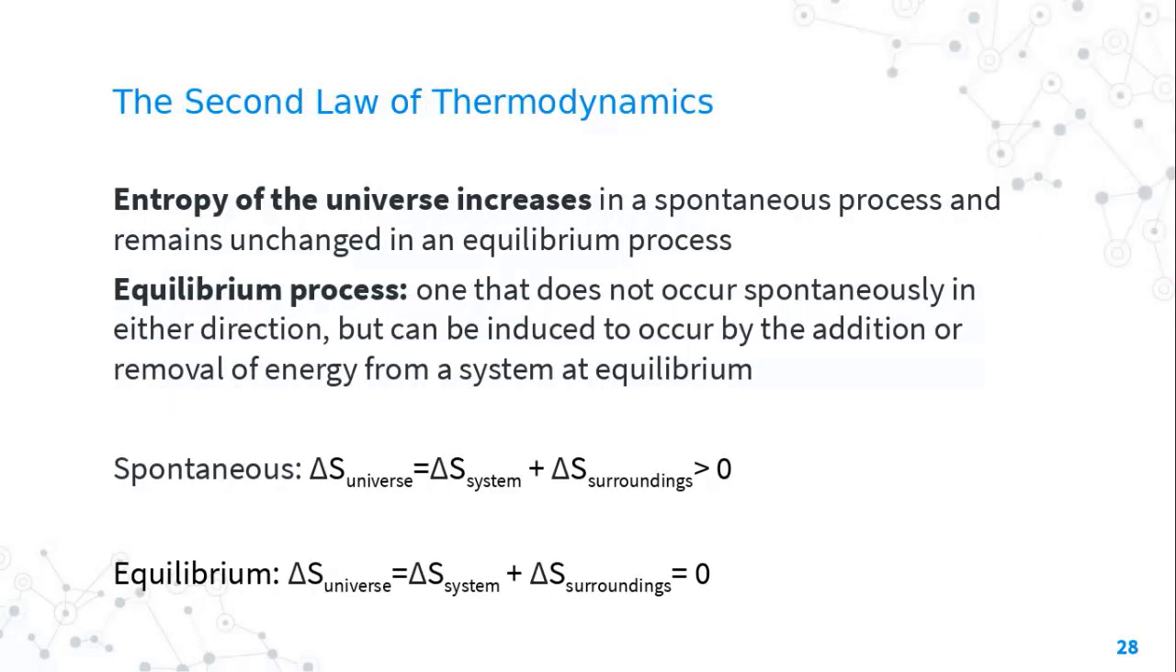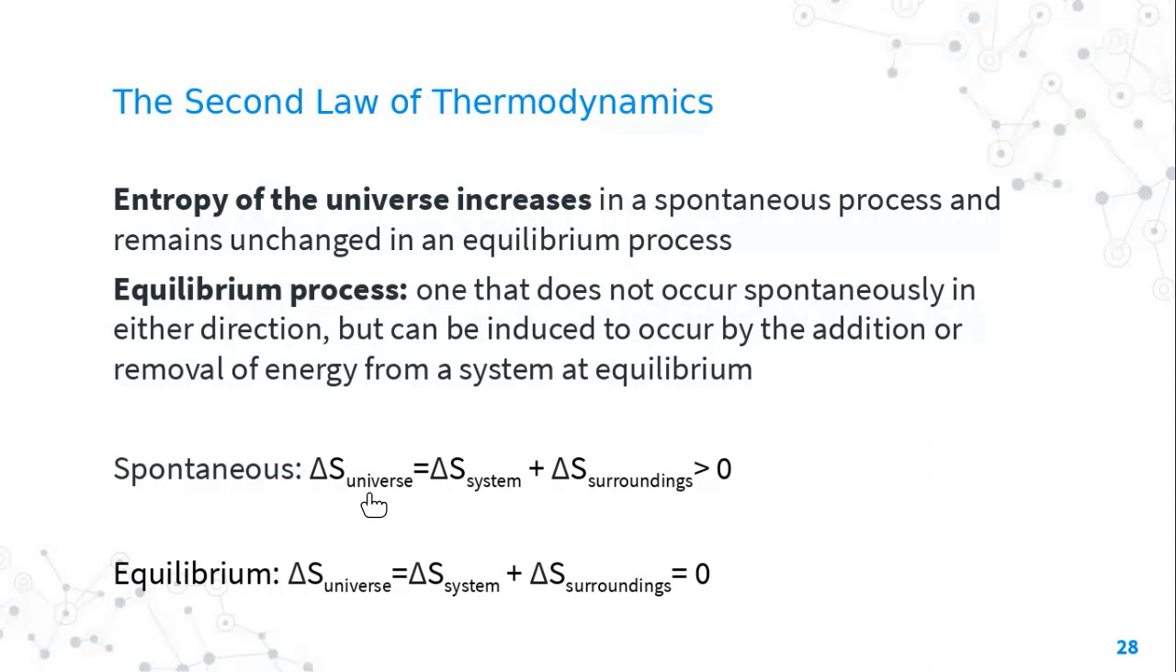So now we have the second law of thermodynamics. This says that the entropy of the universe increases in a spontaneous process and remains unchanged in an equilibrium process. Note that we don't have one that's a non-spontaneous process, because that won't happen and we won't be decreasing entropy in any circumstance. An equilibrium process would just be one that doesn't occur spontaneously in either direction, but you can induce it to occur by the addition or removal of energy from the system when it's at equilibrium.